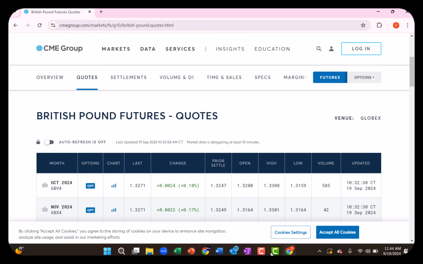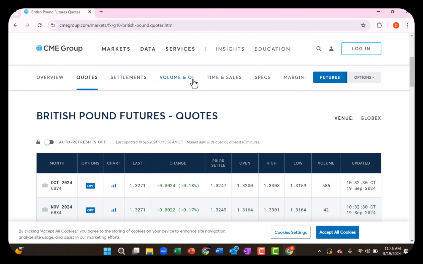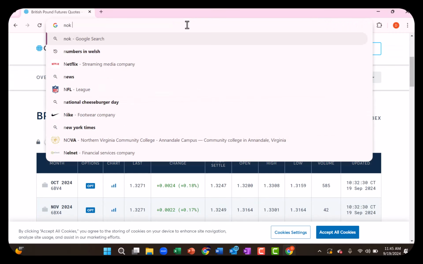And typically tick value is, for most currencies, for GBP futures, one tick is equal to 1 in 10,000, a change in the fourth decimal. But for certain contracts, for example, let's look at the NOK futures.